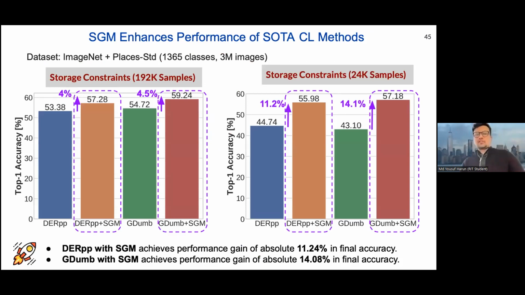Then we explored what happens if we combine this mitigation approach with other continual learning methods, and we also examined their performance when we vary the storage constraint. As you can see, for different constraints, applying our mitigation approach improved performance for each of these continual learning methods.